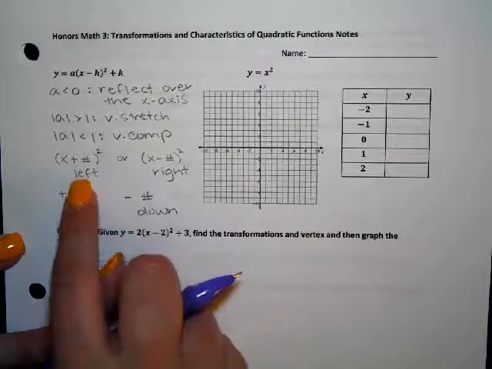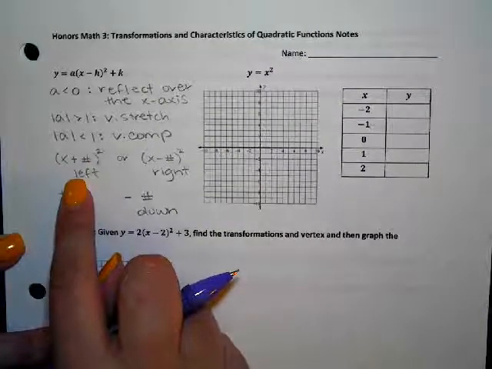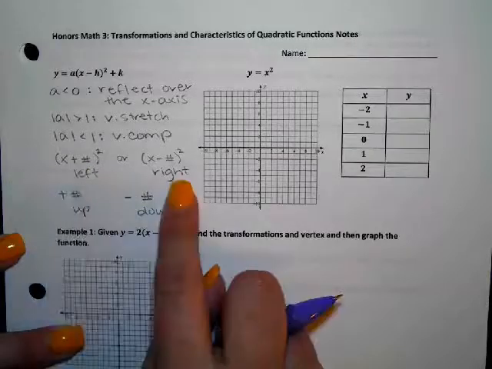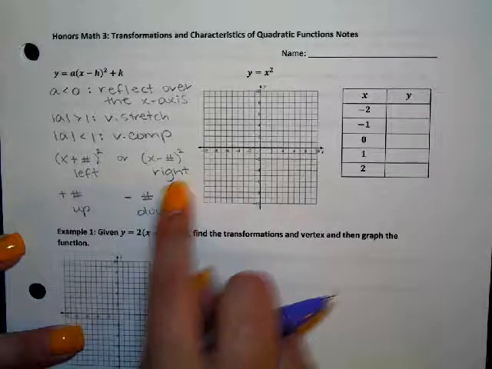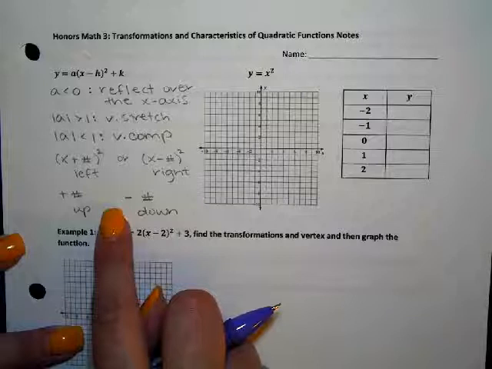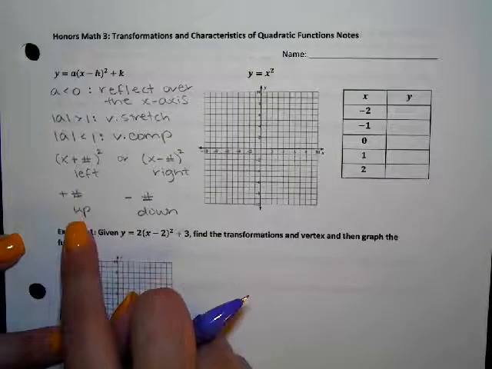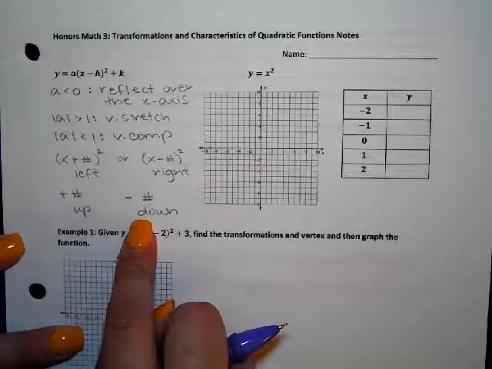So inside the parentheses, the number does the opposite of what you would think. If it's a positive number, it moves to the left. If it's a negative number, it moves to the right. On the outside, it does exactly what you would think. A positive number moves it up. A negative number moves it down.